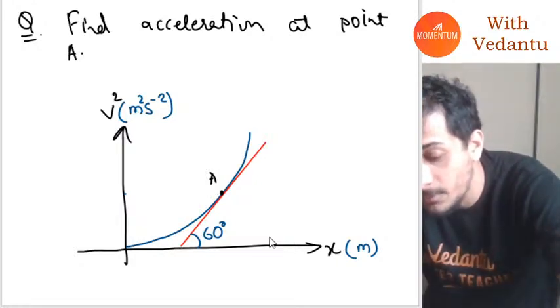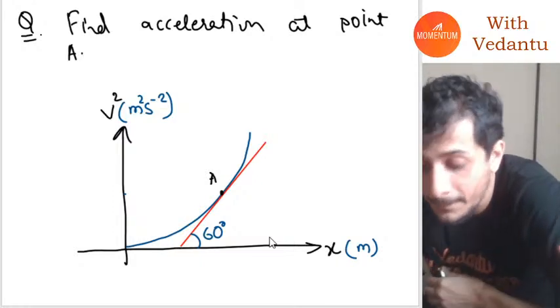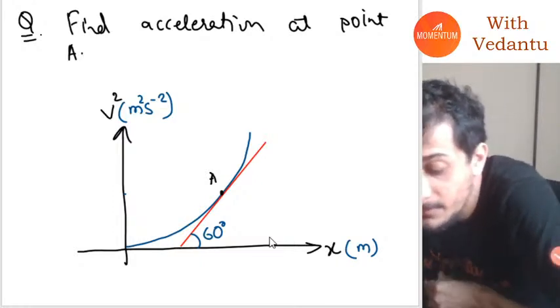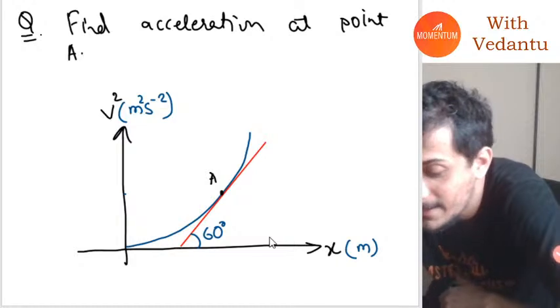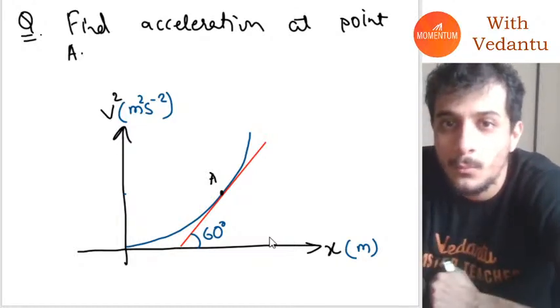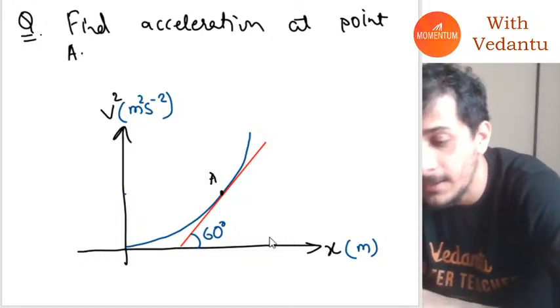My main focus is 2021 and 2022. Okay. Tell me, guys. Vamsi Krishna is saying 2 root 3. Vamsi, please try again. What will be the acceleration, guys?